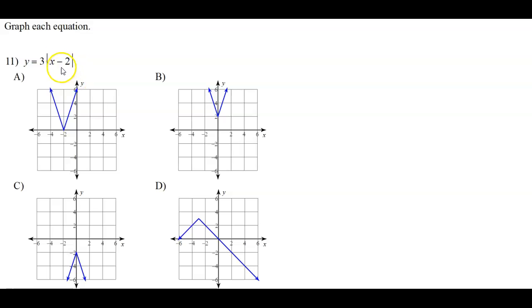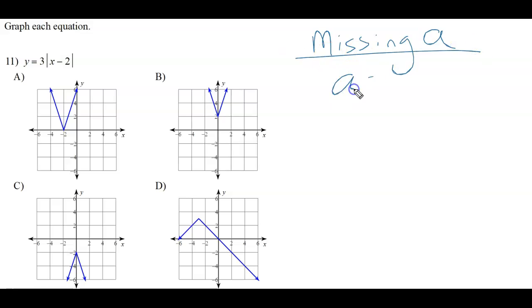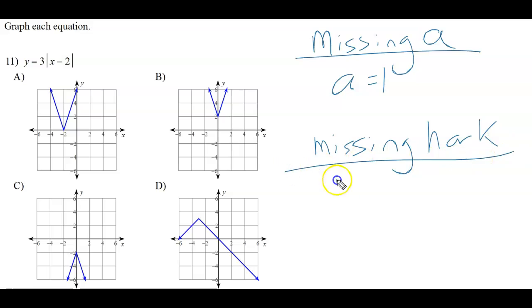And this is just to demonstrate to you guys what to do if you're missing numbers. So instead of doing the problem, I'll just remind you of some basic facts here for this one. If you're missing the A, then that means A equals 1. If you're missing either H and or K, that means they equal 0. Okay, so if you're missing A, that's 1. If you're missing H or K, there's 0.